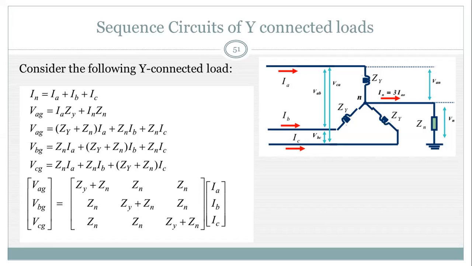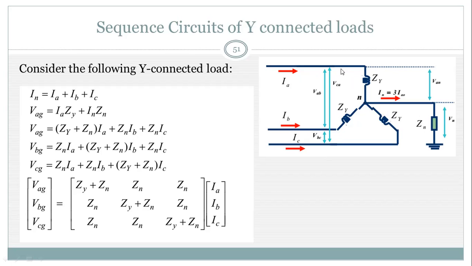If this is a three-phase load and a Y connected load, then the connection diagram of the load looks like this. Here, the neutral is grounded through an impedance Zn, and every phase has an impedance denoted by Zy. The phase currents are respectively IA, IB, and IC for phases A, B, and C.